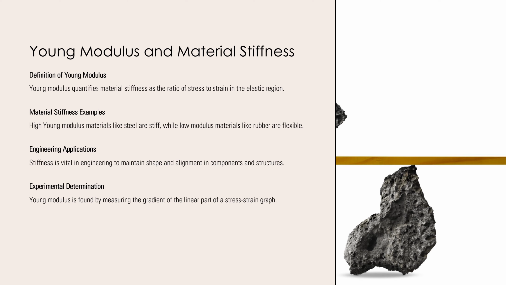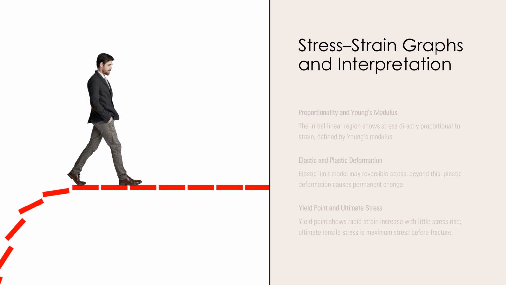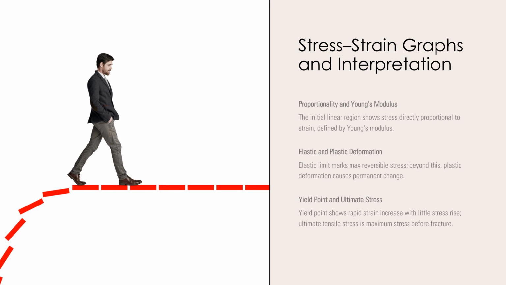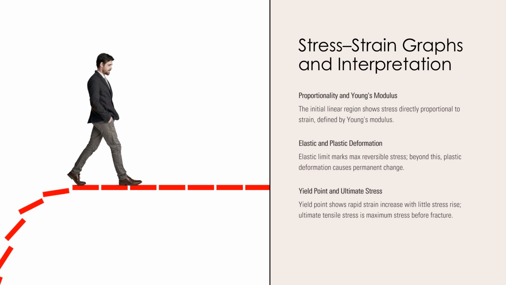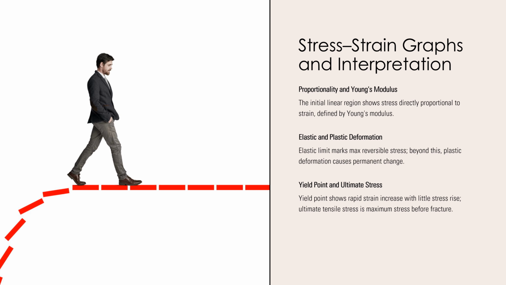Determining Young modulus experimentally involves measuring stress and strain and finding the gradient of the straight-line section of a stress-strain graph. Stress-strain graphs provide a visual summary of how a material responds to increasing load. The initial straight-line region shows proportional behavior where stress is directly proportional to strain and Hooke's law applies. The gradient of this region is the Young modulus.